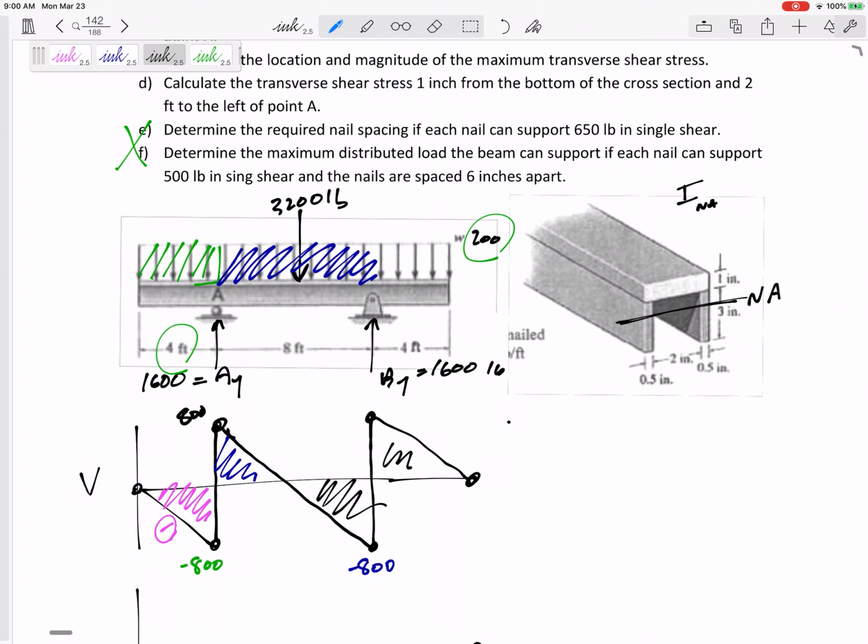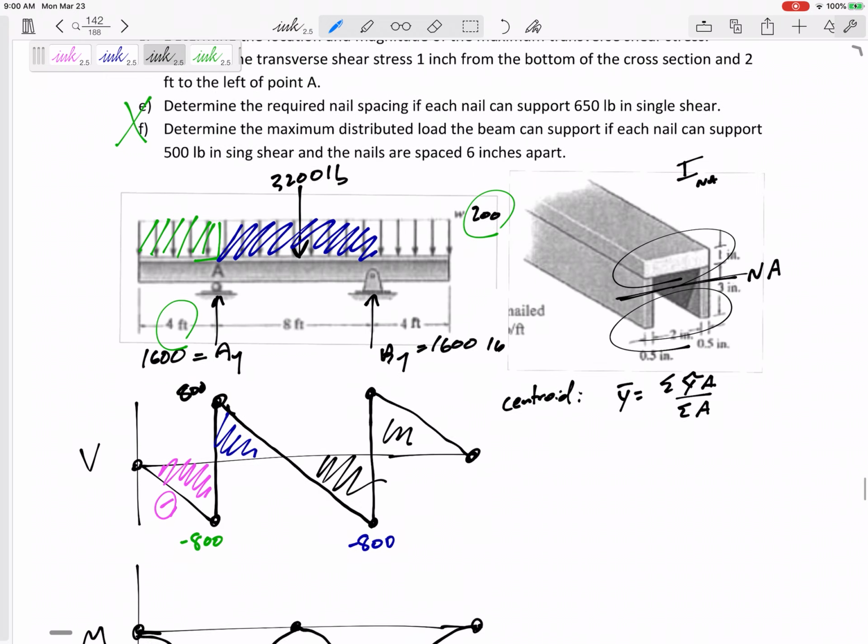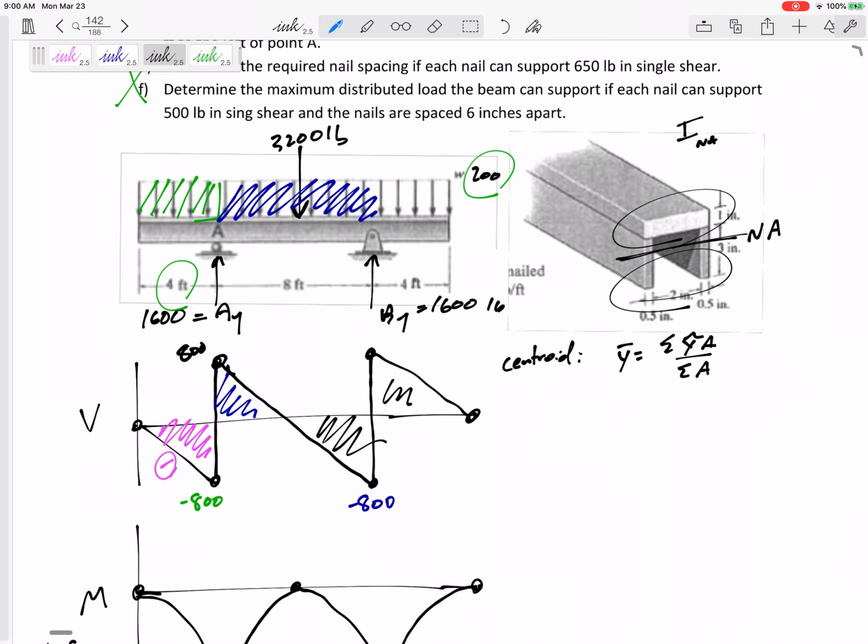So first, step 1, let's calculate the centroid. The Y bar, Y tilde A over summation of A. Now, if this was symmetric top to bottom, I wouldn't have to calculate the centroid. It would be at the middle. This is not symmetric. If it's an I-beam, the top is different than the bottom, so you might have to calculate the centroid. So here, let me calculate the centroid. I'm going to break this up into 3 triangles.